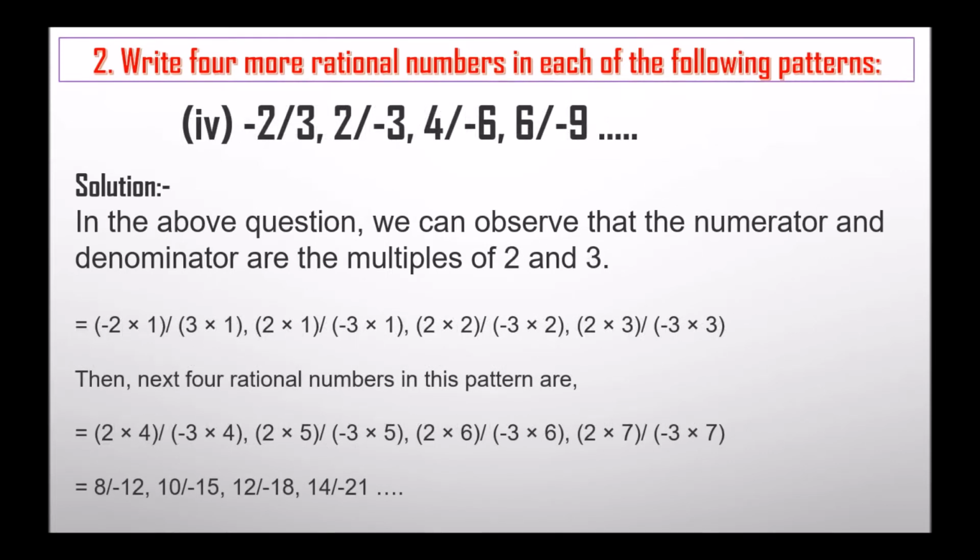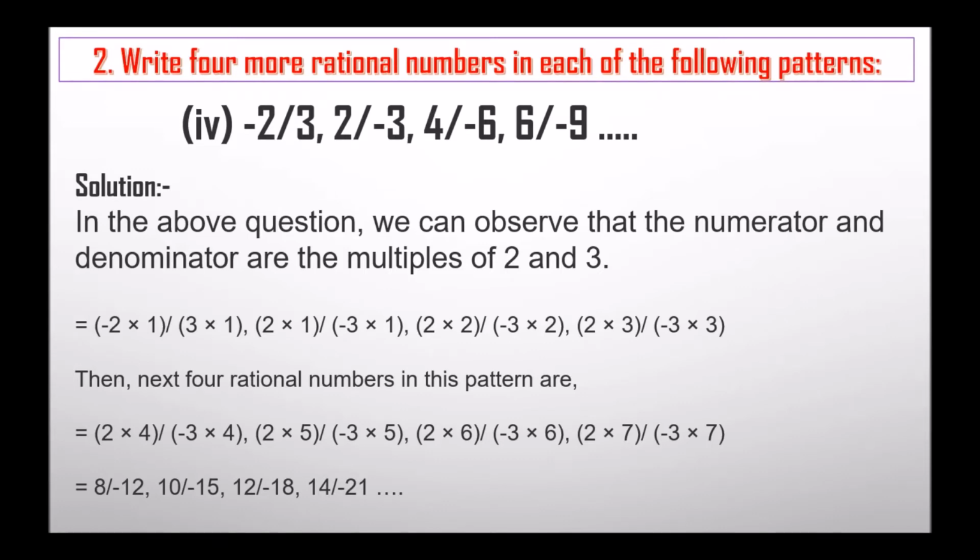Fourth one, minus 2 upon 3, 2 upon minus 3, 4 upon minus 6, 6 upon minus 9. In the above question, the numerator and denominator are the multiples of 2 and 3. That is minus 2 into 1 upon 3 into 1, 2 into 1 upon minus 3 into 1, 2 into 2 upon minus 3 into 2, 2 into 3 upon minus 3 into 3.